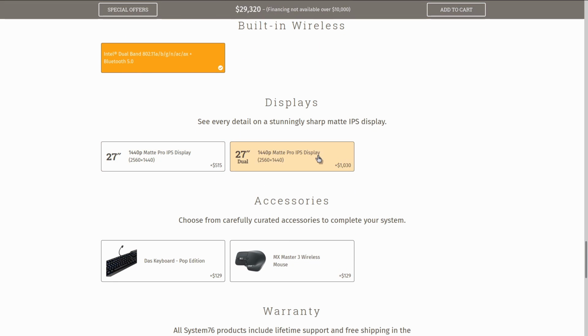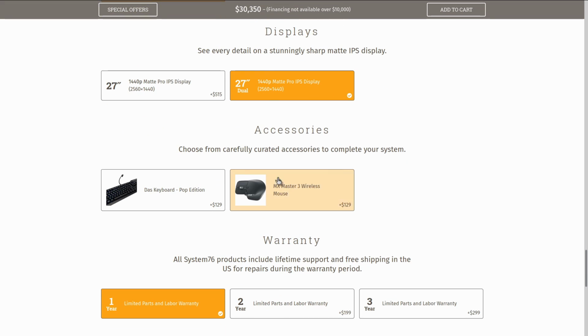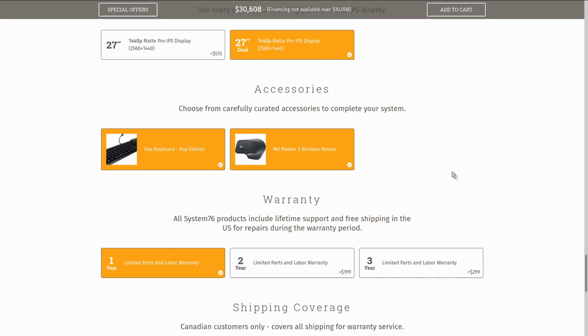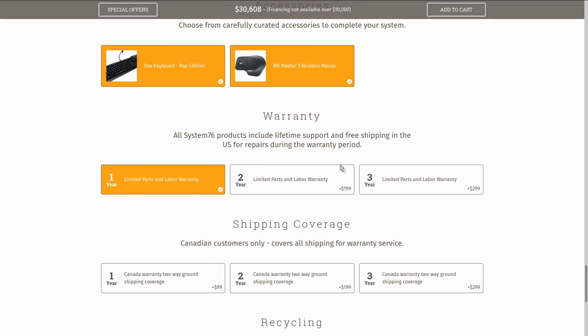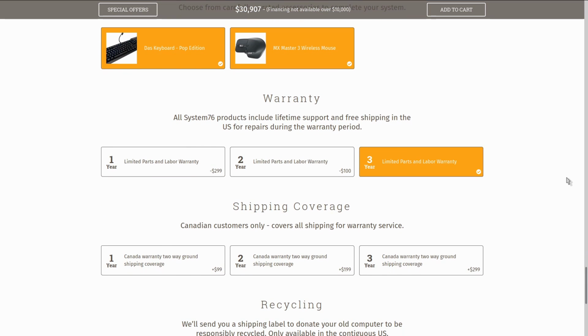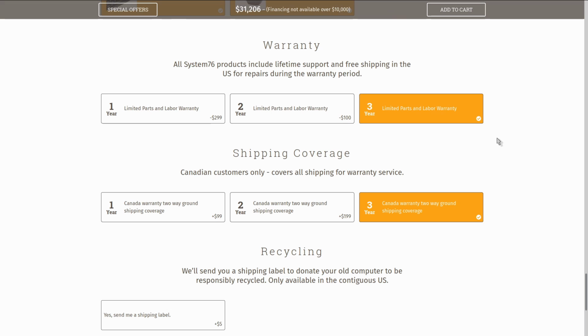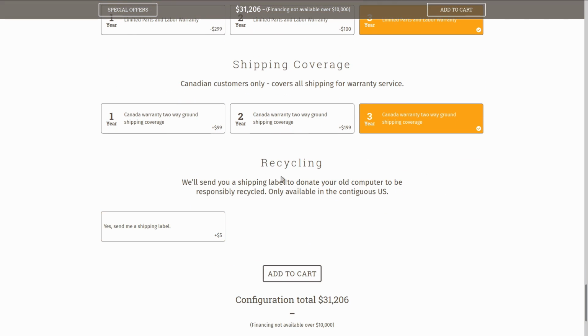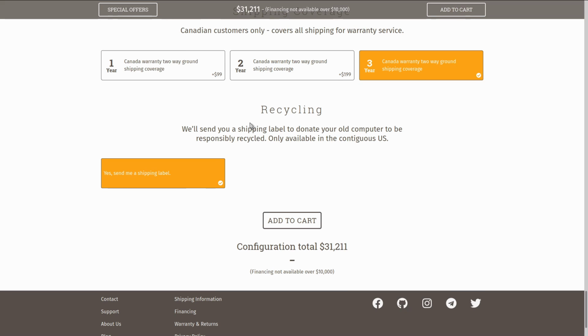Do we need a monitor? Why not? It's only $1,000, and at this point, it really doesn't matter. We'll add in some peripherals here, some accessories, and of course, we'll want the 3-year limited warranty and shipping coverage. And as far as recycling, we won't need any more computers, so we'll recycle all of our computers. And the total comes in to $31,211 for an absolutely amazing computer.